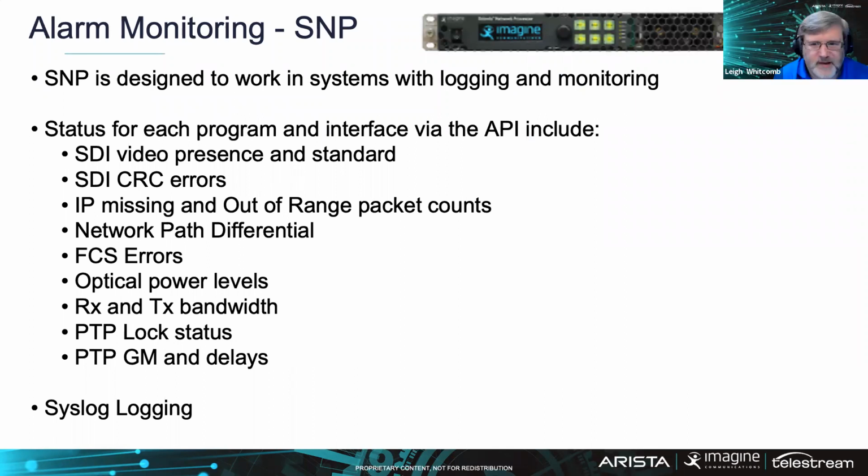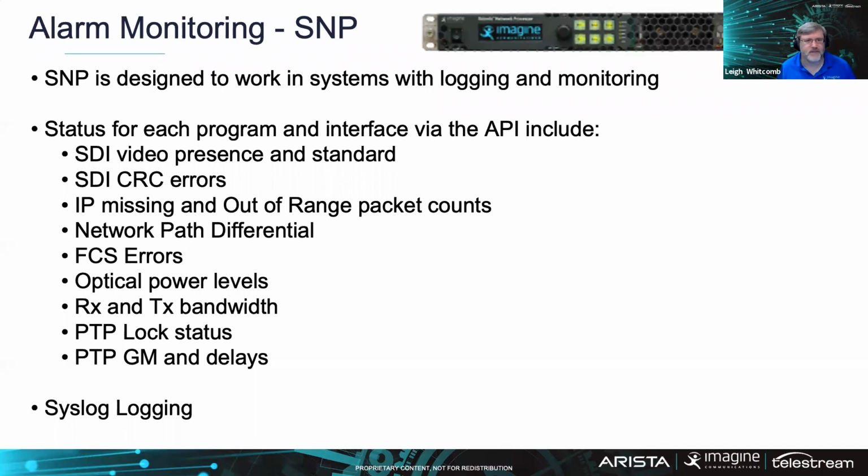Yeah, so the SNMP is designed to work with this system, which has some sort of logging and monitoring system. For every program and every interface via the APIs, you can extract a lot of telemetry. This is just a small fraction of it, but on the SDI, is the video present? What is the standard? Are there CRC errors? You can detect issues. On the IP side, are there missing or out of range packets, which can indicate an issue with your network?